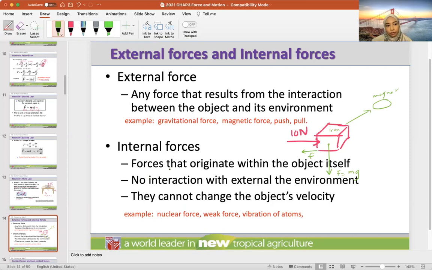Internal force is the forces that happen inside the object. For example, weak forces between the molecules, between the atoms, and also the vibration of atoms. So anything inside the object, nuclear force, weak force, vibration of atoms, that is internal forces. For our chapter, for our syllabus, we will focus on external forces. Internal forces, if you want to learn them, you can take a degree in physics or engineering, I'm not sure. I didn't study it. Okay, next.